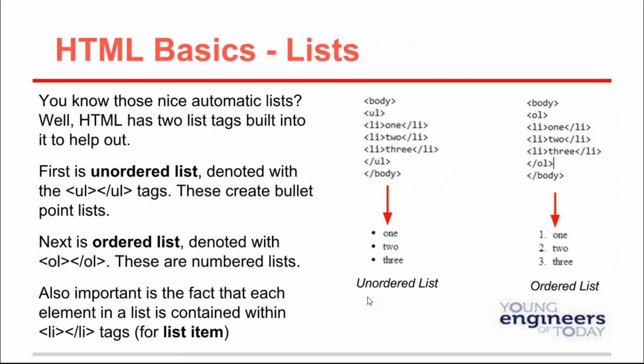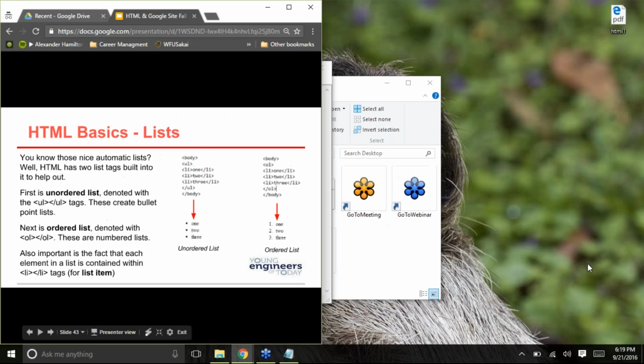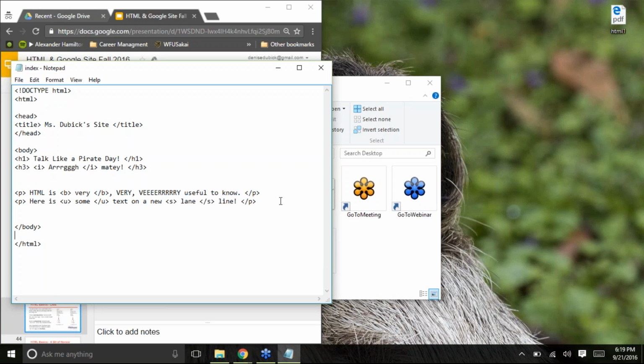Lists. Lists are a little confusing because we have a tag to start the whole list, a tag to end the whole list, and then each bullet point in your list has its own start and end tag, okay? There are two different kinds of lists: unordered, which just looks like bullet points, and ordered, which looks like numbers. Right, so let's go ahead and add one of each of these.